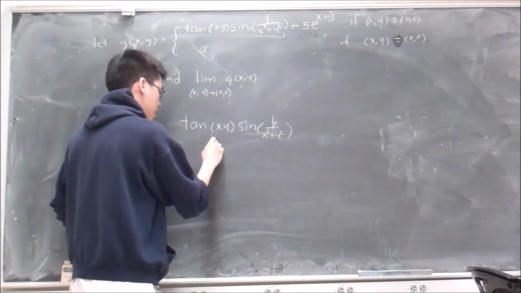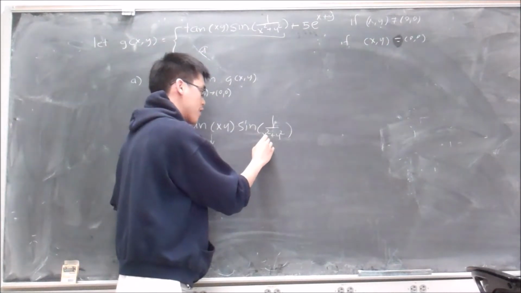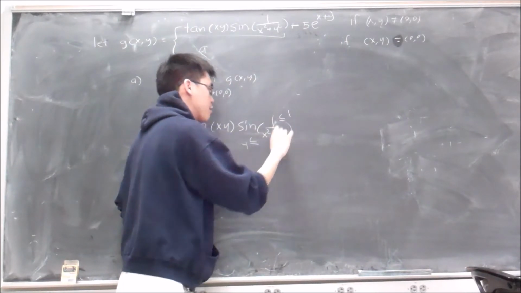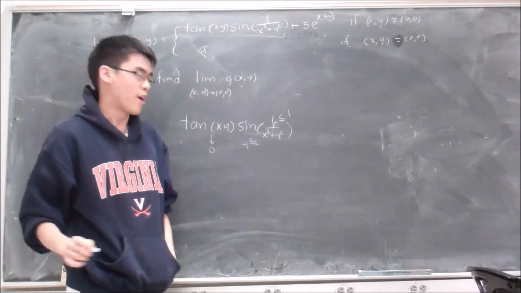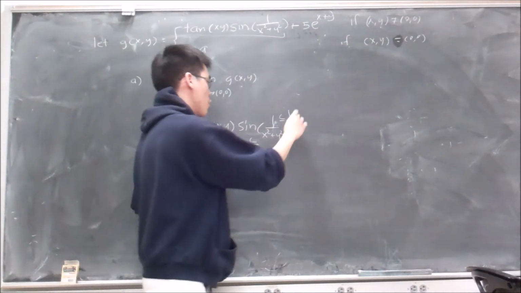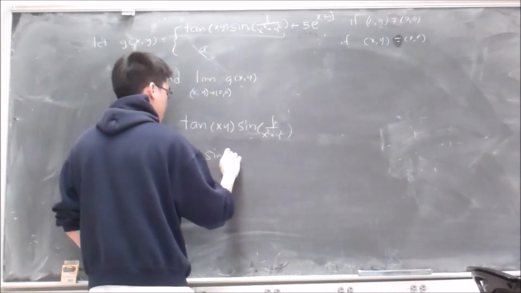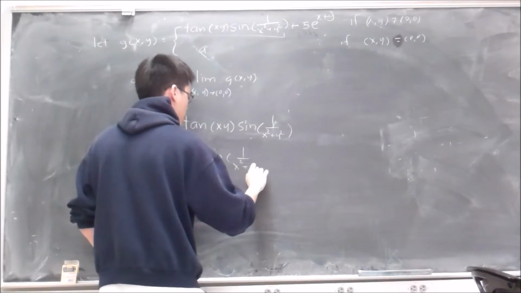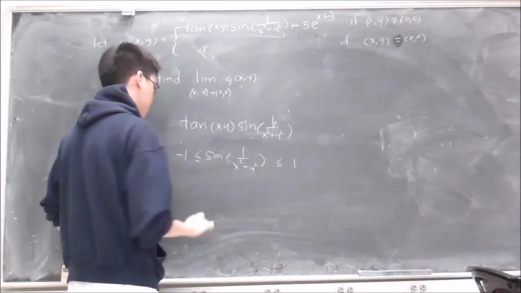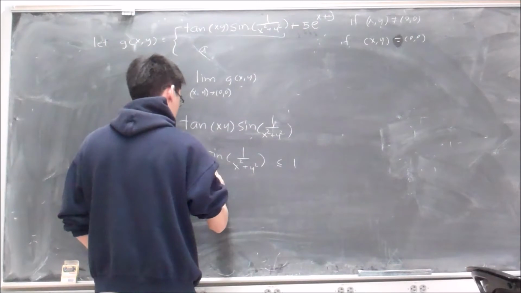And the thing you say is, this guy goes to 0 as xy goes to 0. This guy is crazy, but it's not that crazy because sine of anything is bounded between minus 1 and 1. Right? So when you see something go to 0 and the other thing bounded, you think squeeze theorem. So what you do is, you say sine of 1 over x squared plus y squared is bounded between 1 and minus 1.